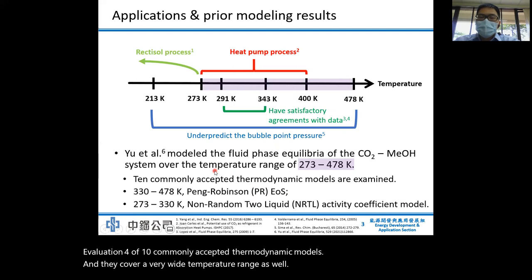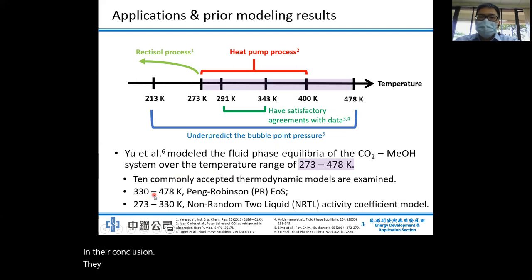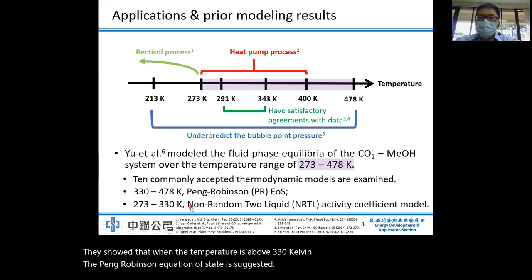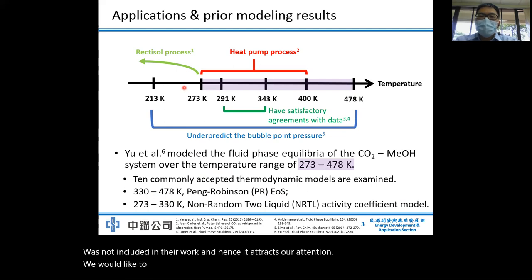In their conclusion, they show that when the temperature is above 330 Kelvin, the Peng-Robinson equation of state is suggested. Otherwise, the non-random two-liquid activity coefficient model is suggested. However, the temperature below 273 Kelvin was not included in their work, and hence it attracts our attention. We would like to know if the model parameters they identified can be applied to low temperatures for the application of rectisol process.